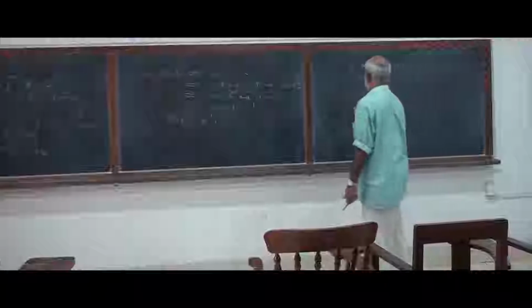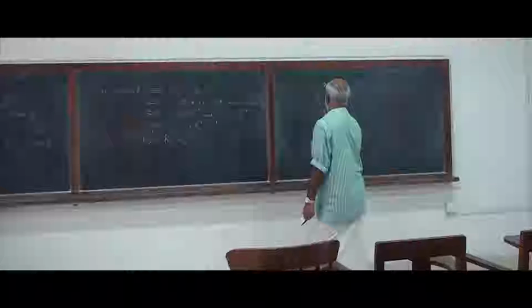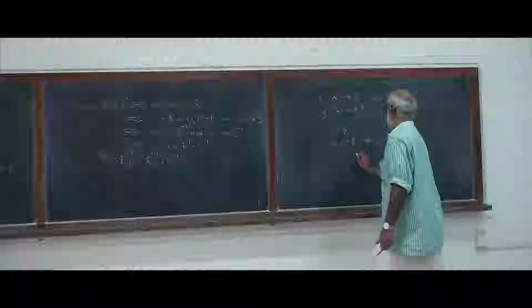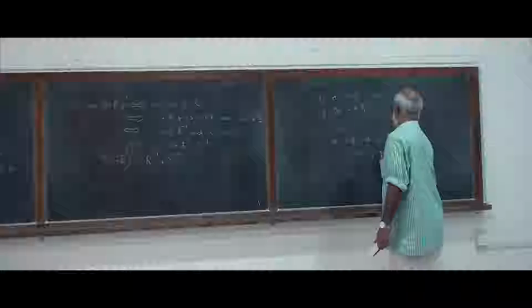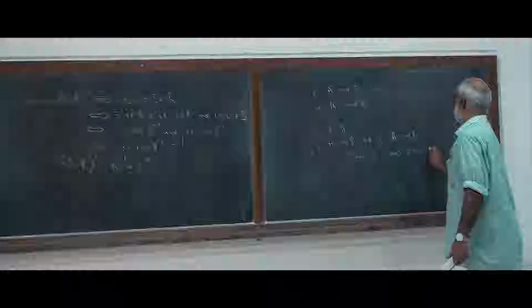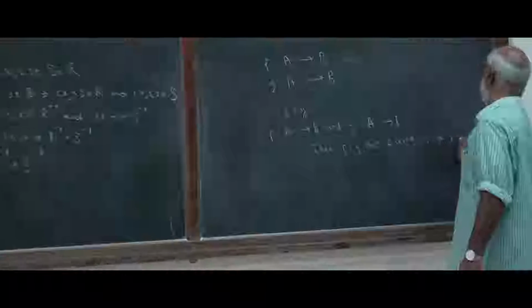That is as follows. If f and g are functions from A to B, then f is equal to g if and only if f of x is equal to g of x for every x.